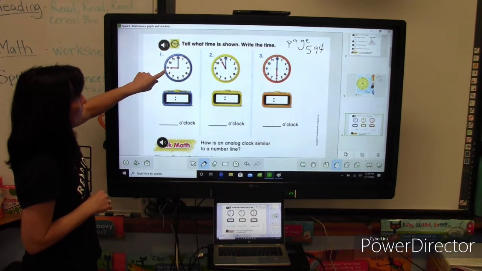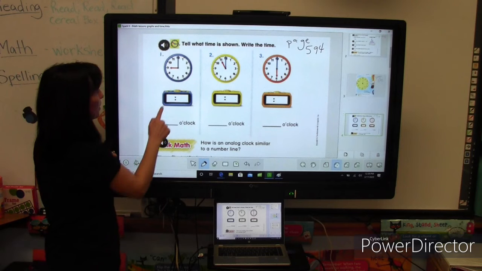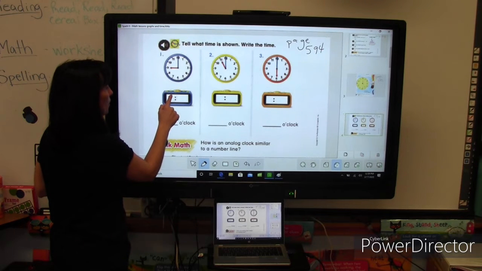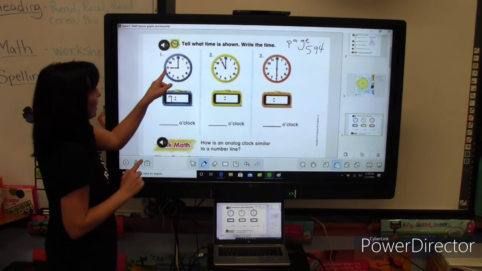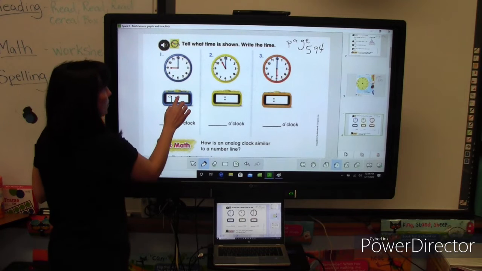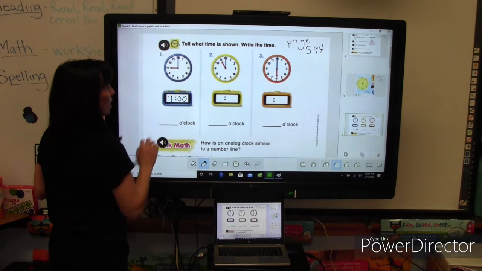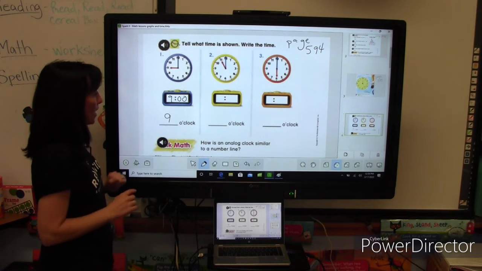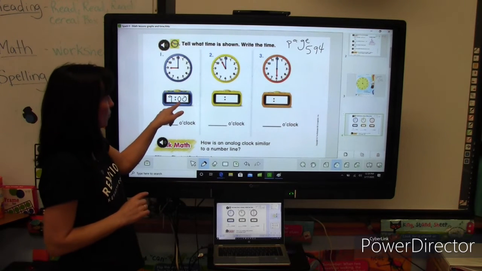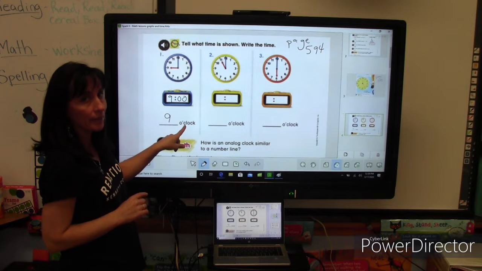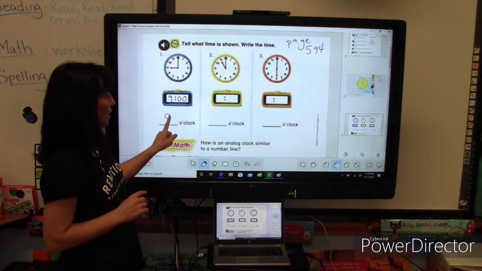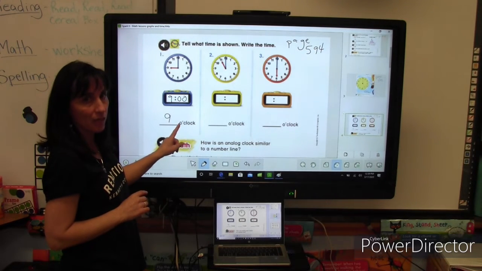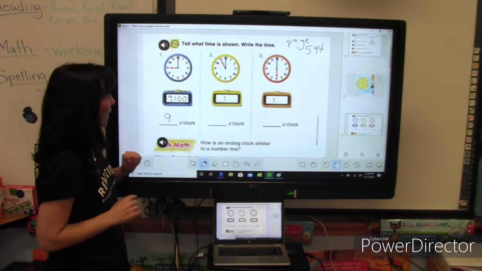So on our first clock, we notice that the hour hand is pointed to the 9. The hour always comes first. And the minute hand is pointed up. So that's going to be o'clock, which is 2 zeros. And down here, I'm going to write 9 o'clock. I don't have to make the colon with the 2 zeros because the word o'clock is here. If I did that, it would say 9 o'clock, o'clock. And that would just sound funny. So we're just putting the 9 there.